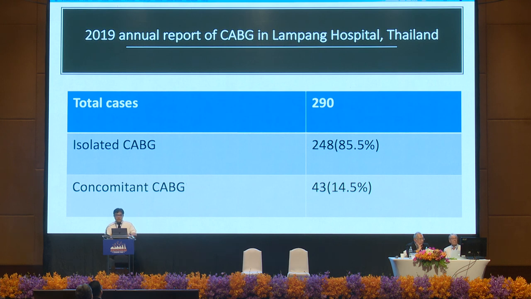Coming back to my hospital, in 2019, we did the annual report for the first time in our unit, with the support of our Japanese fellow who stays with us. We did a total of CABG cases of around 290, with isolated CABG at 248, which is 85%.